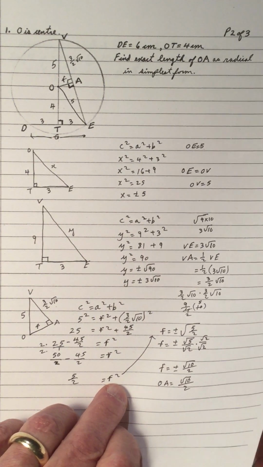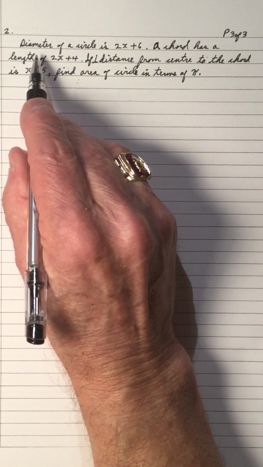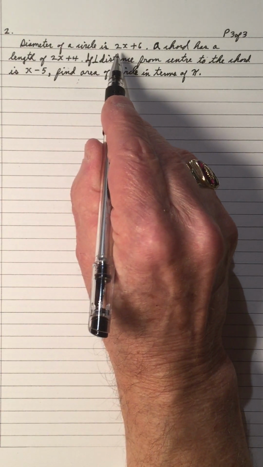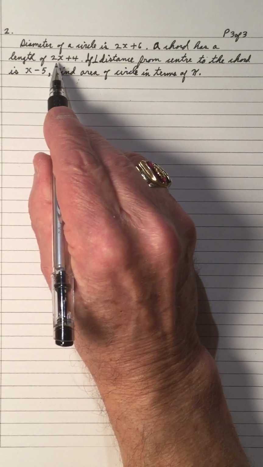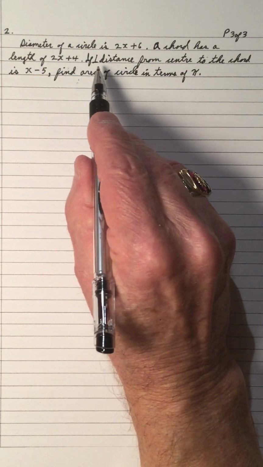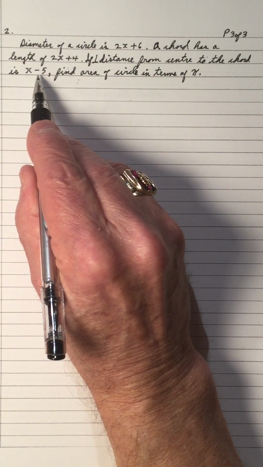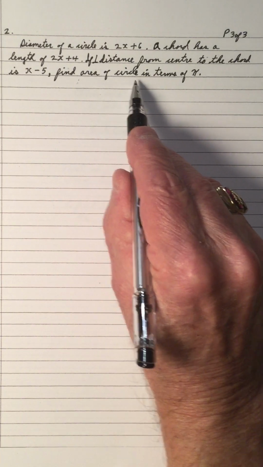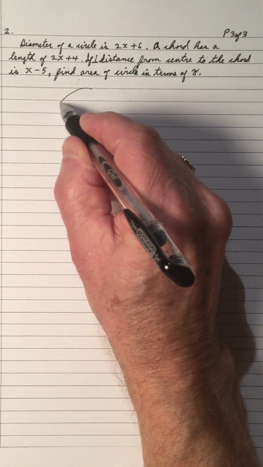Again, a good little problem working with the Pythagorean theorem and working with the radicals. Now, we have another one a little tiny bit different. Similar. A diameter of a circle is 2x plus 6. A chord has a length of 2x plus 4. If the perpendicular distance from the center to the chord is x minus 5, find the area of the circle in terms of pi. So let's draw a circle.